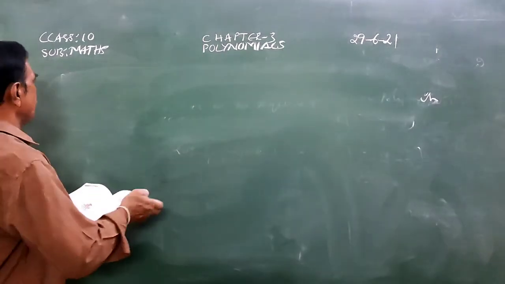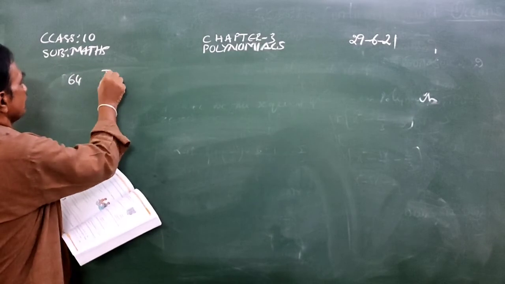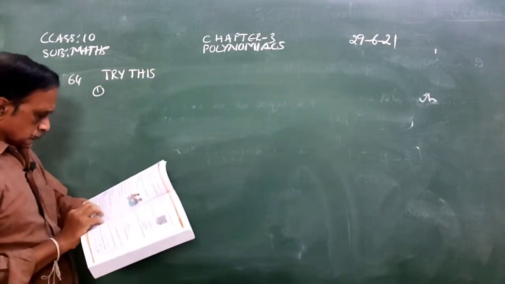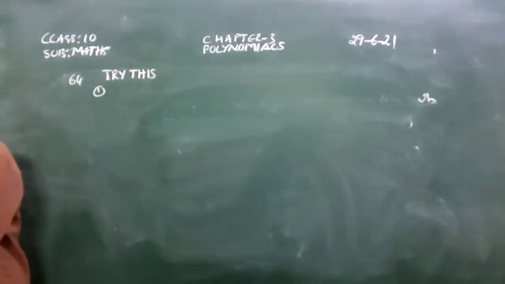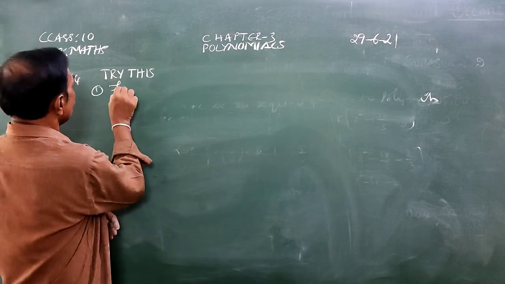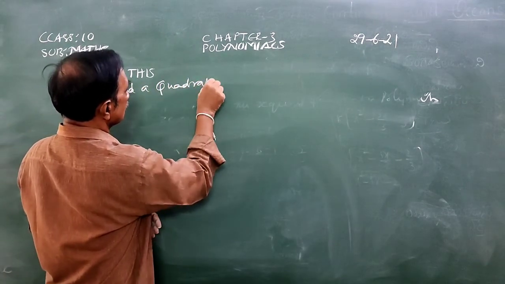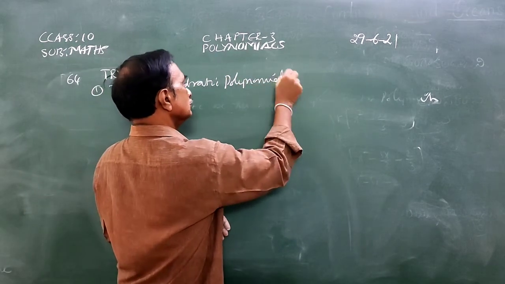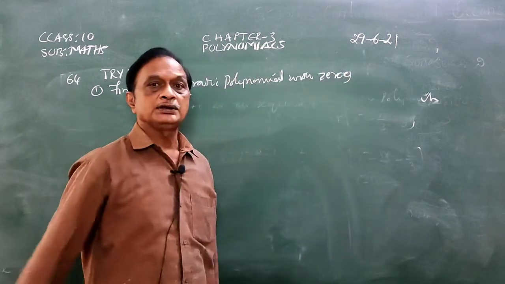Go through the same page 64, and we have two problems. I will try these. What is the first one? Find a quadratic polynomial with zeros minus 2 and 1 by 3.